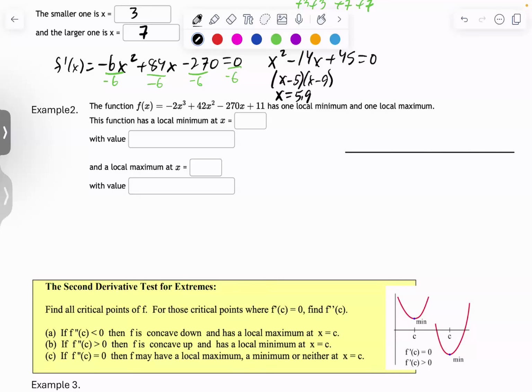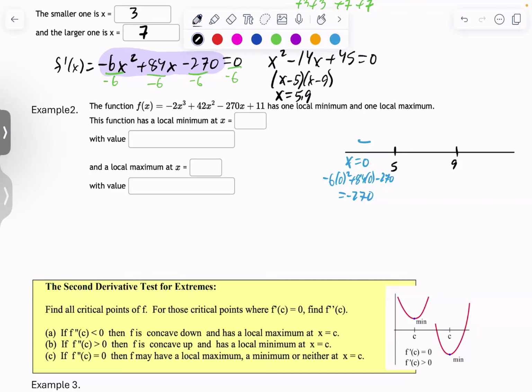And I'm going to do that by setting up a number line. I'm going to be here at 5 and at 9, and I'm going to pick some values in between, and I'm going to plug them into our derivative function to see where it's positive and where it's negative. So I'm going to start with x equals 0. Why not? It's going to make it a little bit easier. Negative 6 times 0 squared plus 84 times 0 minus 270. And the point is we have a negative slope there.